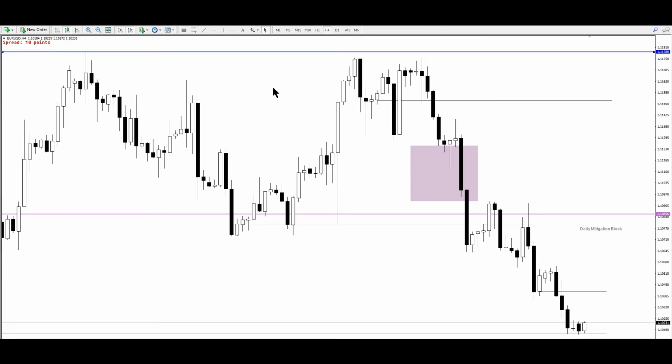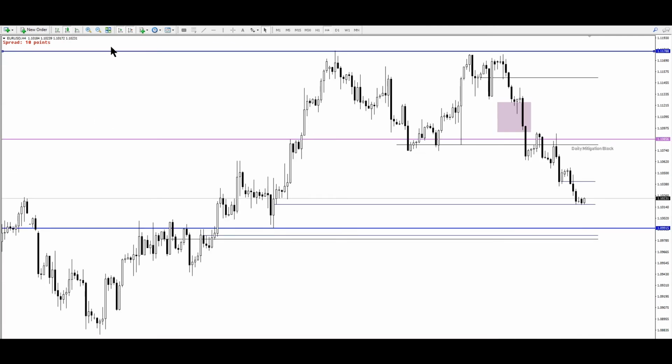On the 4 hour, I see that we are basically trading in a range from this low to this high. And basically what we're doing now is we're reacting off this order block. I've drawn out the 50% of it, the mean threshold, and we're holding it beautifully.